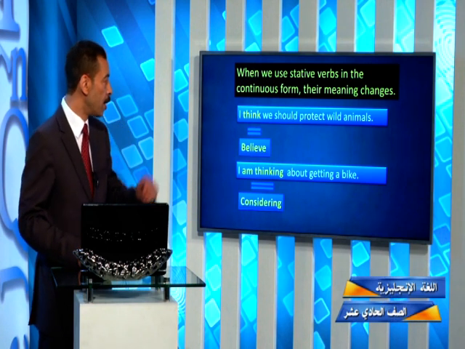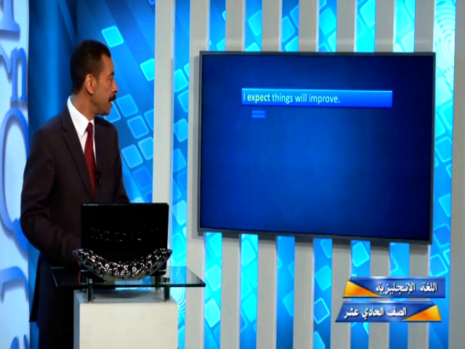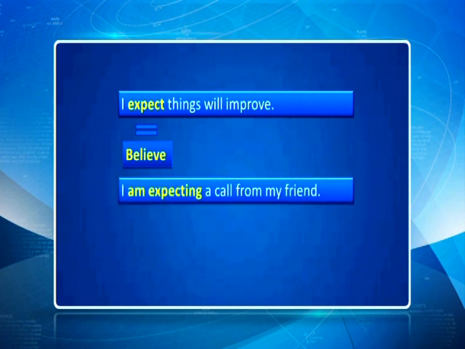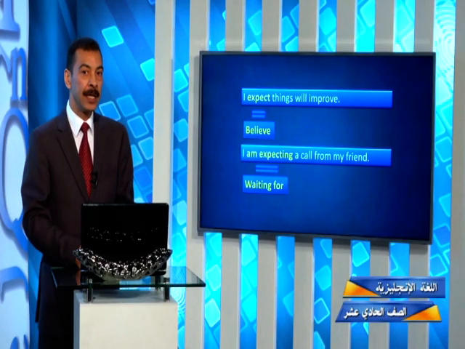And we have an example here of think and I'm thinking. Another example could be, I expect things will improve. In this case, expect means believe. But if we change the form of the verb and say, I am expecting a call from my friend, here I'm expecting means I am waiting for. So you see, waiting for is completely different from believe. Simply by changing the form of the verb, the meaning changes.